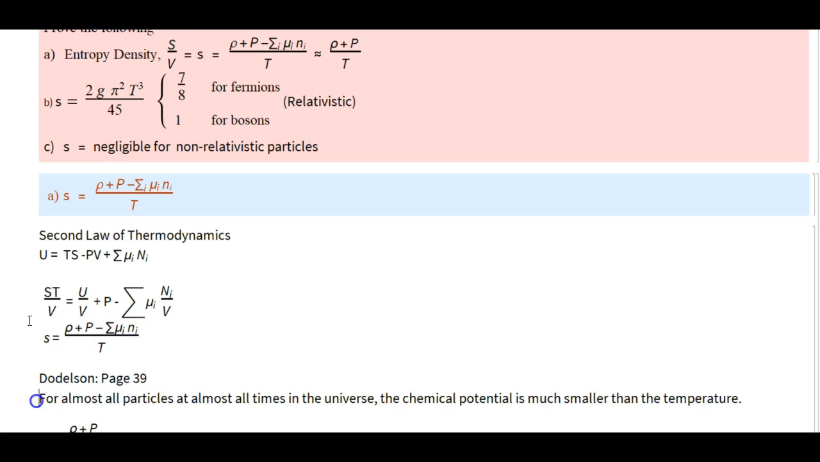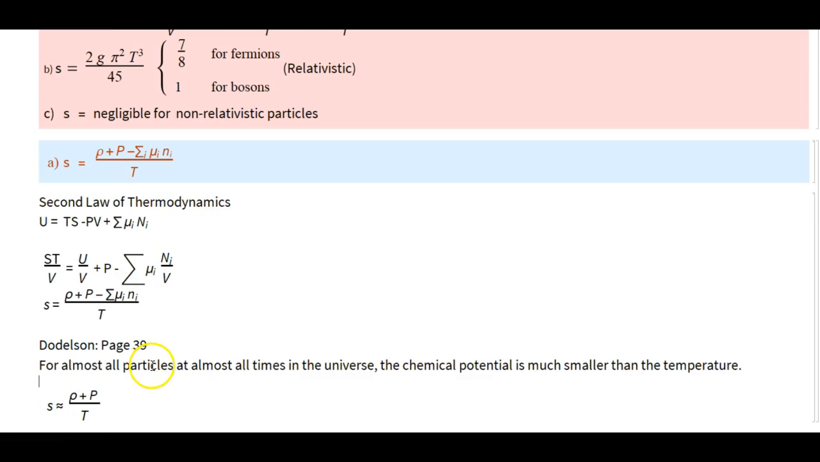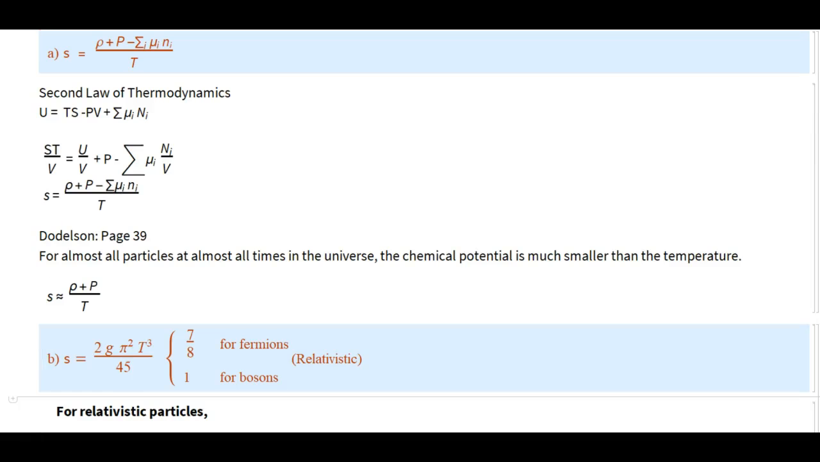Now you will find this statement in Dodelson's textbook. For almost all particles at almost all times in the universe, the chemical potential is much smaller than the temperature. Therefore, you can approximate this expression as this. Now, next is that for the relativistic scenario, we would like to prove this result.